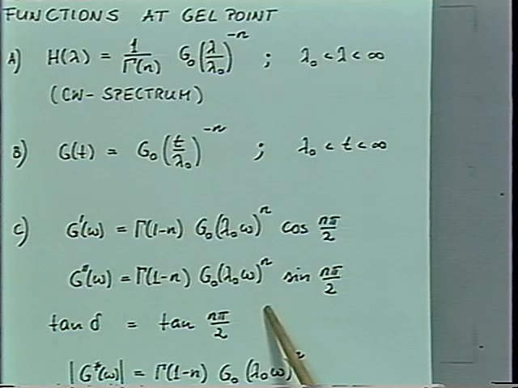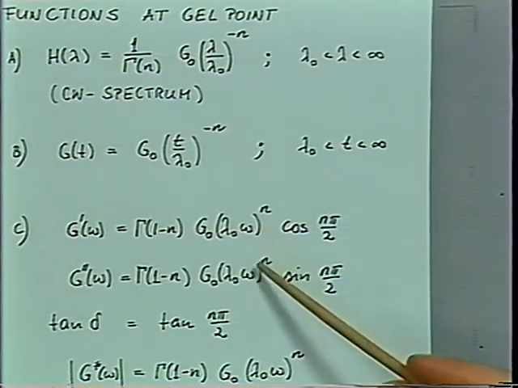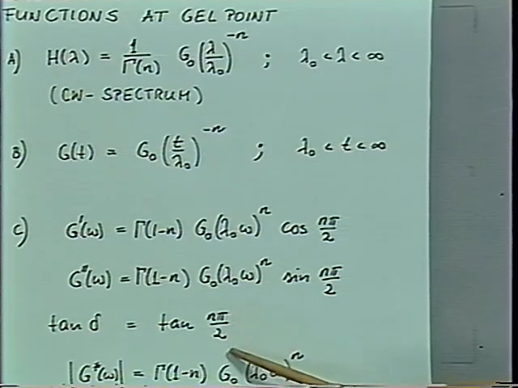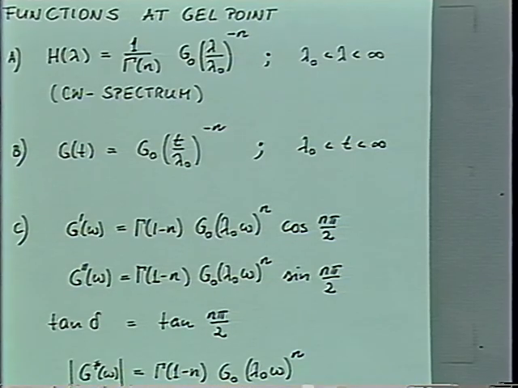And G double prime you also can calculate from that. Tan delta, the ratio of the two, is interesting here to note: that omega to the n is dropping out. And tan delta, the loss tangent, is independent of frequency. And we will use that for determining the gel point in a moment.